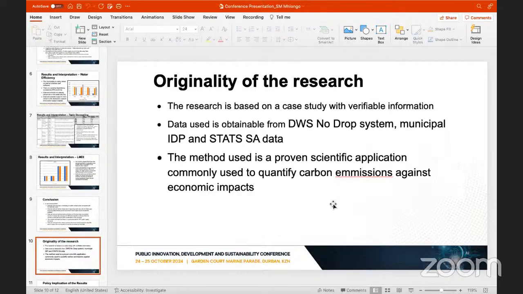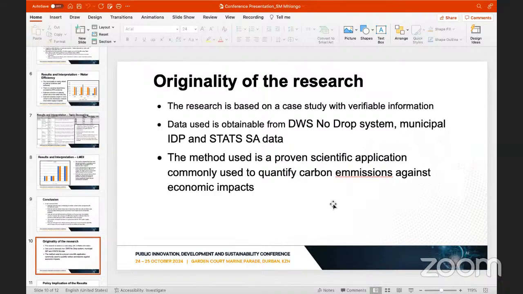And then the originality of the research. The research is based on a case study which is verifiable at a relevant institution. The data used is obtainable from the Department of Water and Sanitation No Drop system. Some information is also obtained from the IDP of the municipality, as well as Stats SA data, as far as the economic data was concerned.